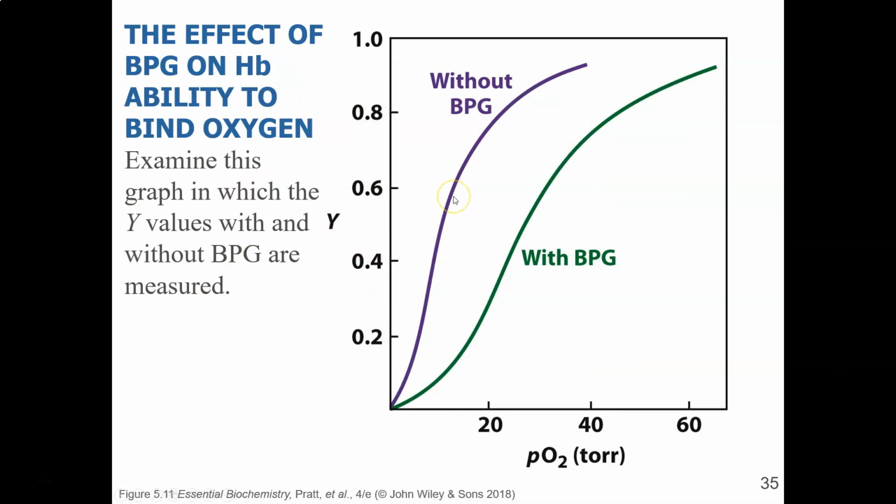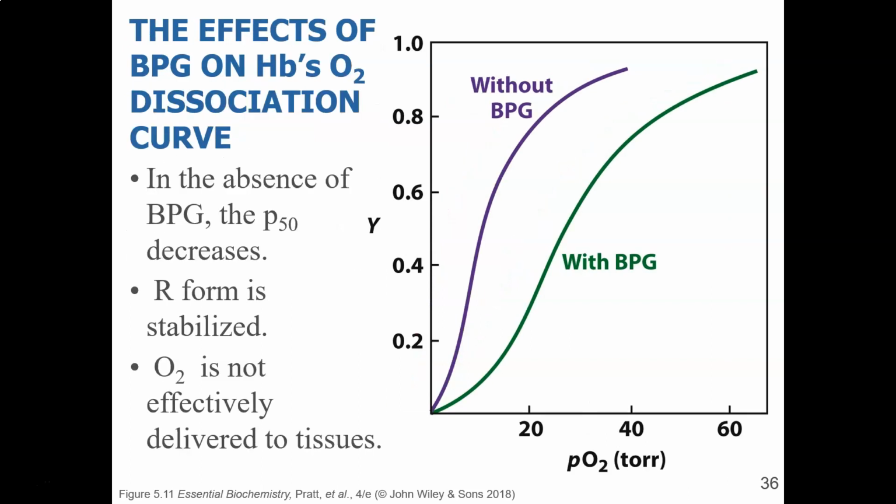So if we do an experiment in the lab and we have our hemoglobin with no BPG, we can see that there's a shift to the left. So the P50 goes way down. If the P50 goes down, the oxygen binding affinity goes up, and that's not good because if hemoglobin is hogging the oxygen for itself, it's not going to be delivered to the cells. So having BPG is really necessary for delivery to cells. So in the absence of BPG, the P50 decreases, which stabilizes the R form. Now we want the R form in the lungs, we don't want it in the tissues, because if we have the R form in the tissues, oxygen won't be effectively delivered to the tissues.